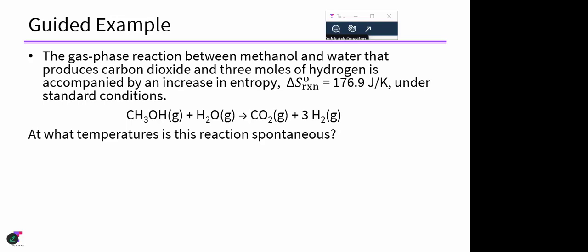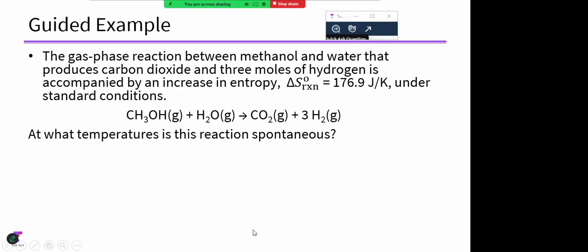Gas phase reaction between methanol and water produce carbon dioxide and hydrogen is accompanied by an increase in entropy under standard conditions. At what temperatures is this reaction spontaneous? Okay, we're missing a little bit of data here. We've got delta S for the reaction, but we don't have delta H.